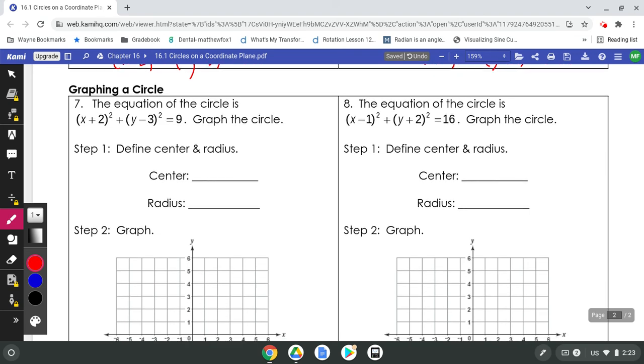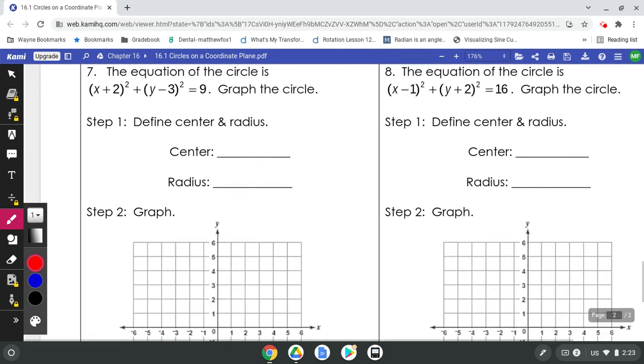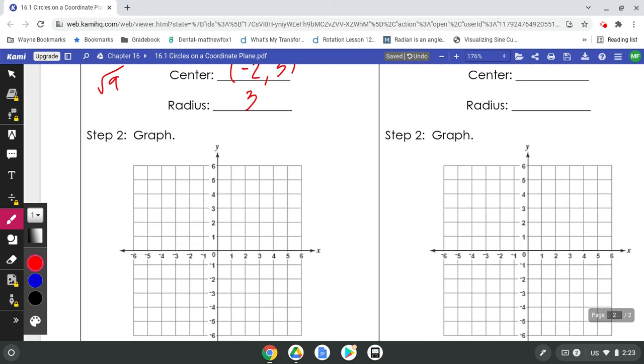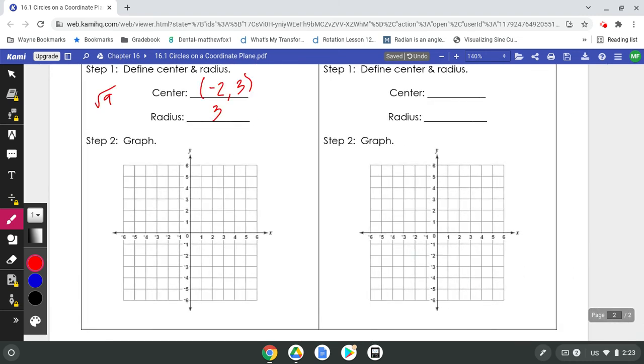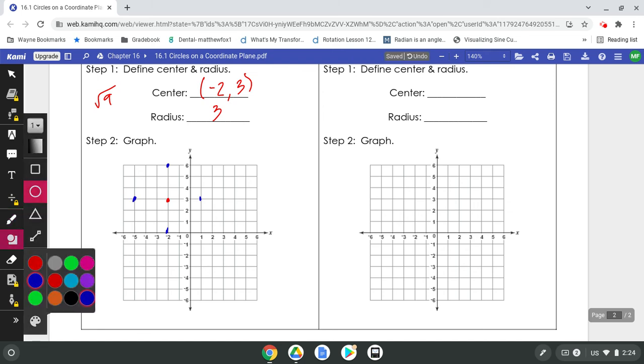All right, last two. Going the opposite again, we got the equation. So the opposite of both of these, so (-2, 3), it's our center. Radius, take the square root of 9, we get radius of 3. So I'll plot that point, (-2, 3). And the radius is 3, so 1, 2, 3 to the right, 3 down, 3 up, and 3 to the left. And we draw that in, and there we go.